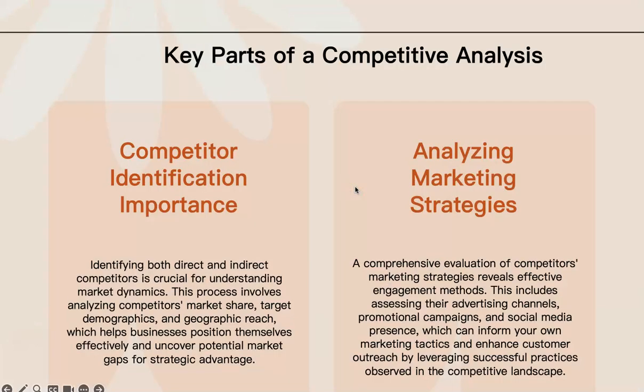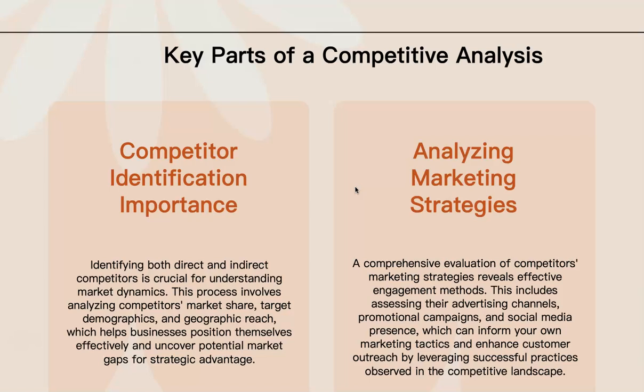So how do you do this type of analysis? Well, first of all, it's critical to identify the right competitors. You want to identify both direct and indirect competitors to understand market dynamics. This process involves analyzing competitors' market share, their target demographics, and their geographic reach, which helps you understand how to position yourself effectively and uncover potential market gaps for strategic advantage. And again, it's important to look at not just your direct, but your indirect competitors.